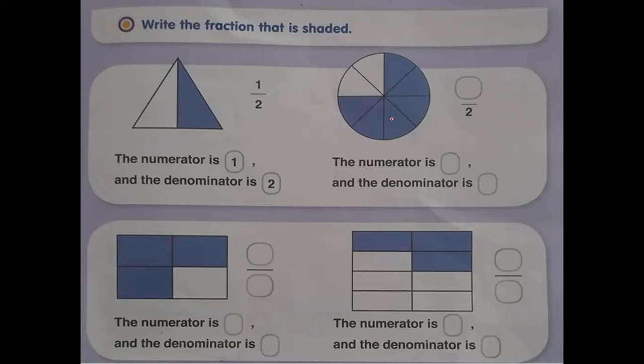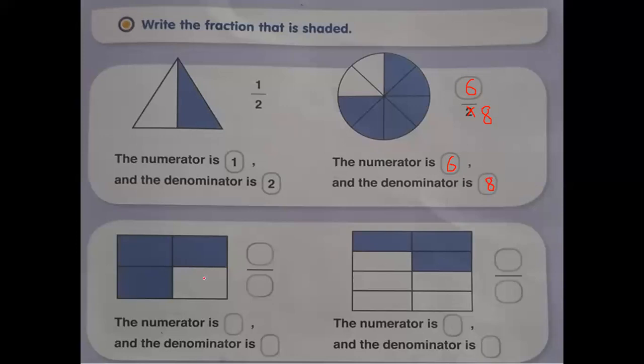Number 2, how many shaded parts do we have? 1, 2, 3, 4, 5, 6. We have 6 shaded parts. Okay, and how many parts in all? Here they wrote 2, but it is not correct. We are going to cross 2 out and write, let's count them, 1, 2, 3, 4, 5, 6, 7, 8. So write 8. 6 over 8. The numerator is the shaded parts, which is 6. Excellent. And the denominator is 8, the parts in all.